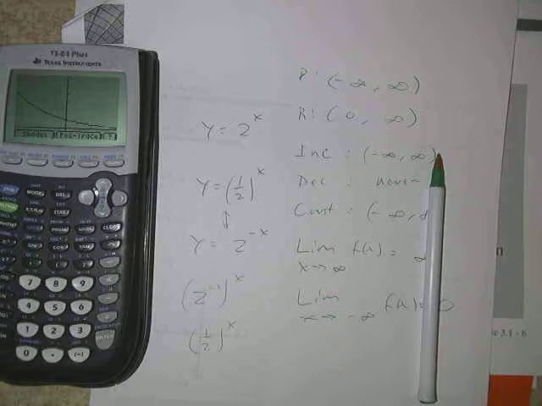Okay, so there's two things that are going to generate decay functions. One, by having a base that is less than 1, or 2, by having a base that's greater than 1, but having a negative x. That negative x is going to indicate also a decay function as well.